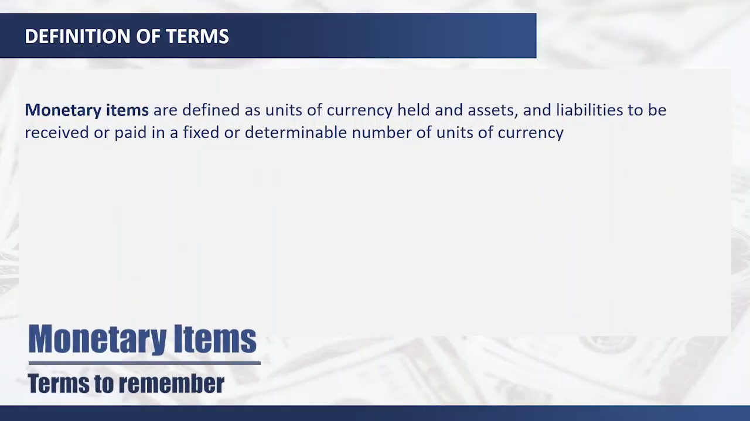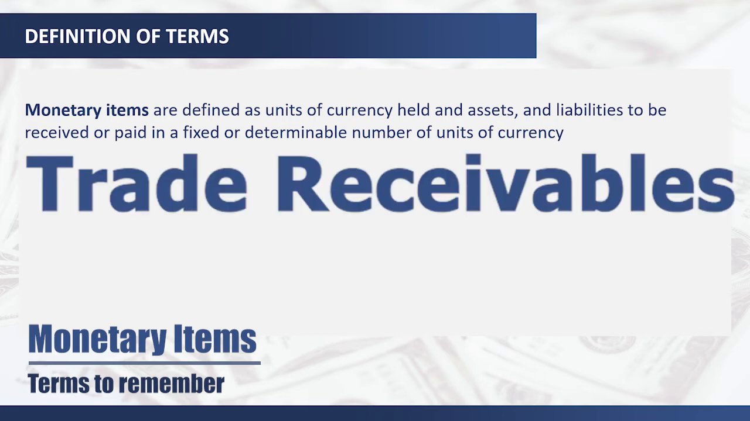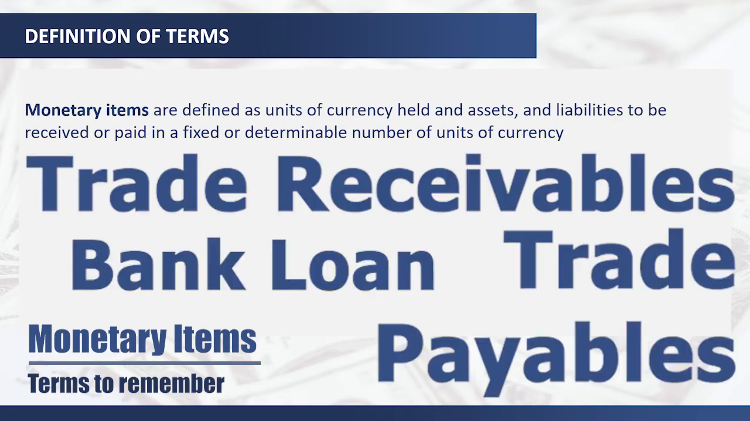Monetary items are defined as units of currency held and assets and liabilities to be received or paid in a fixed or determinable number of units of currency. Most common examples of monetary items include trade receivables, trade payables, or bank loans.